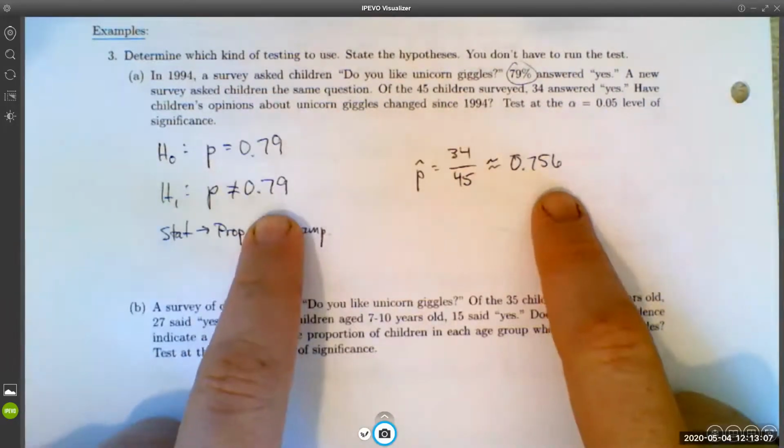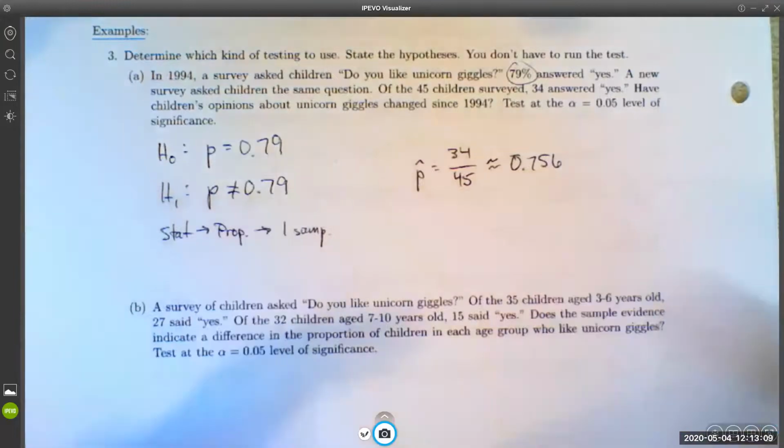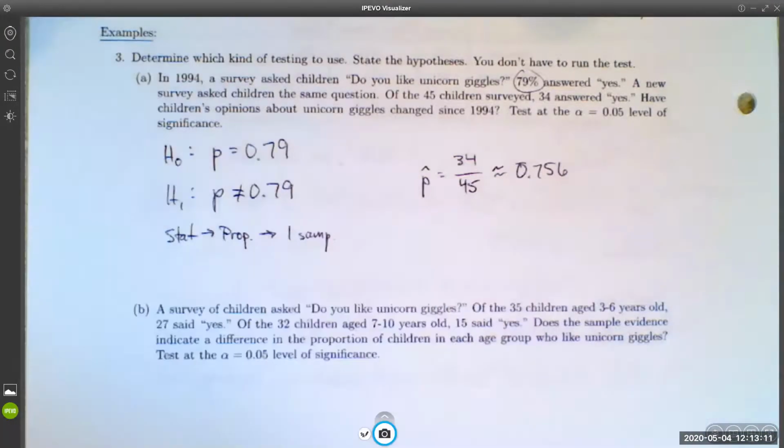So it seems to have gone down a little bit. Is that difference enough to reject the null hypothesis? Well, you have to run the test to find out. But that's that, right? So this is a single proportion hypothesis test. Now let's look at part B.